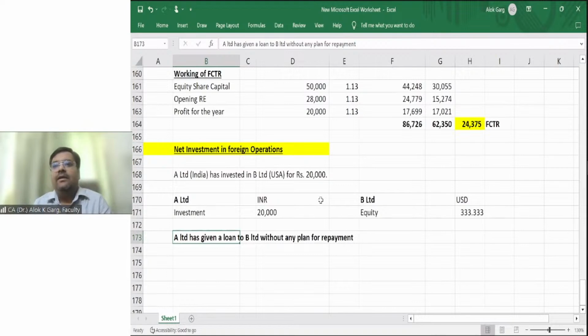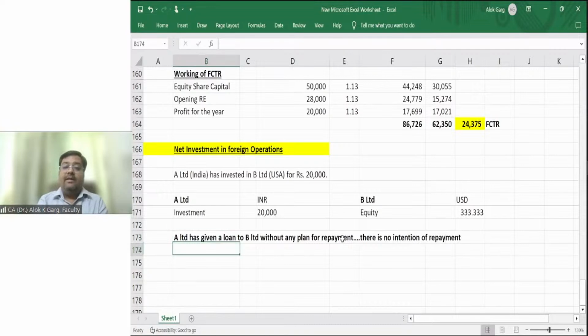Equity does not have any repayment tenure, right? So likewise, this is having a color of equity. It is not having a repayment term. So the standard says that this is considered as an investment in the foreign operations. In this case, although this company has given a loan, there is no maturity period, there is no intention of repayment, right?